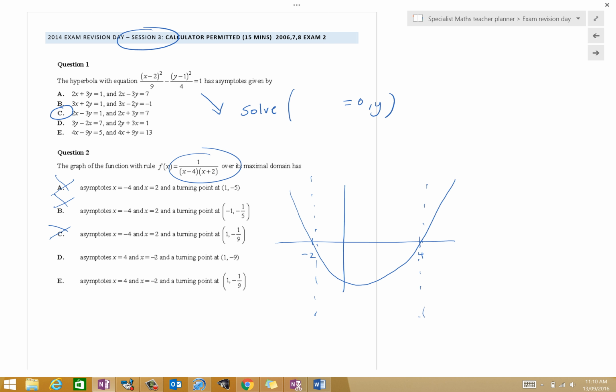Then what I've done is I've just said, well, the asymptotes are there, and the turning point's going to be halfway between those asymptotes, and then I've subbed in that point. Subbing in x equals 1 gives me a value of that for the turning point. So you could do that pretty quickly.